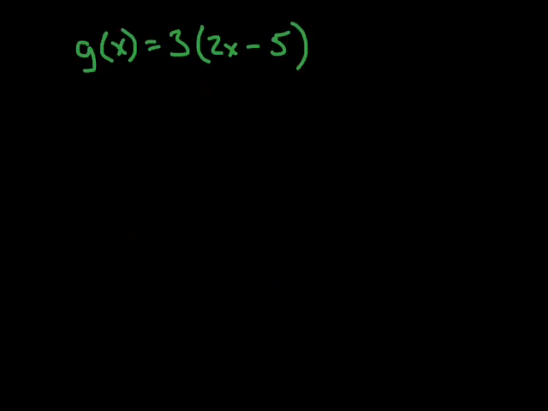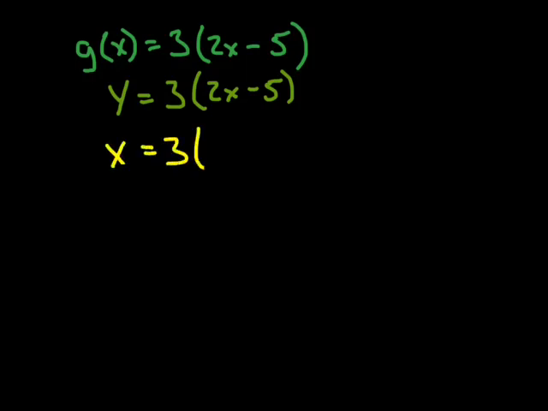Let's take a time to look at one more. I've changed it up a little bit here. We have a g of x, but our concept's still the same. We're going to take our g of x, change it into y equals 3 times 2x minus 5. Once we do that, we are going to switch our x's and our y values.